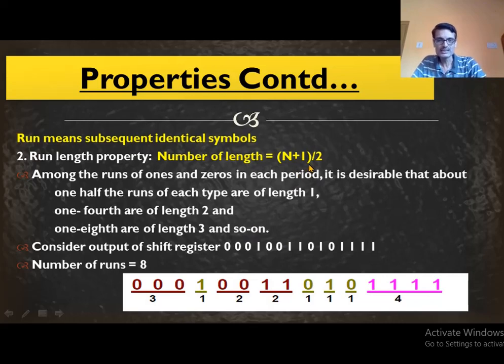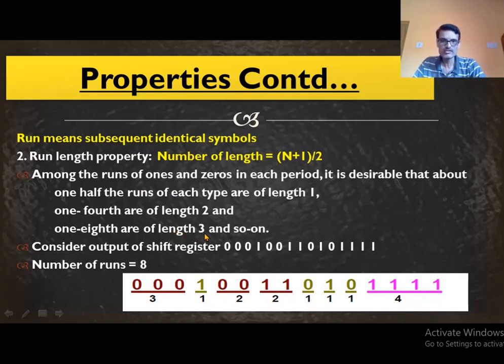Out of those number of runs, (n plus 1) by 2, in this case 8, usually 1/2 of the runs have a length of a single bit, 1/2. 1/4 have a length of consecutive 2 zeros maybe, 2 ones maybe, with a length of 2 you can say.